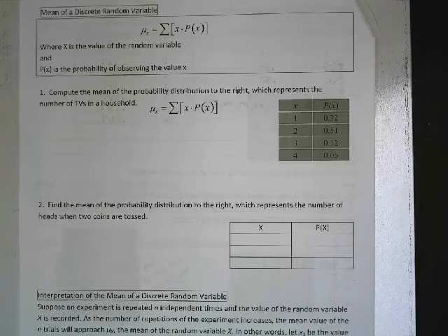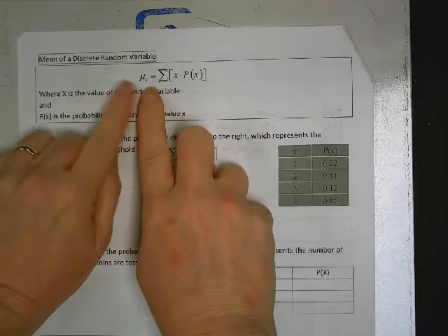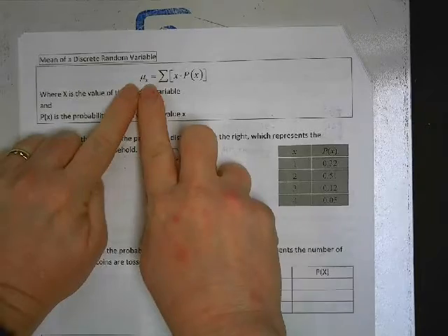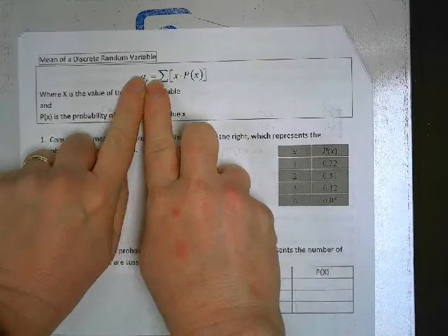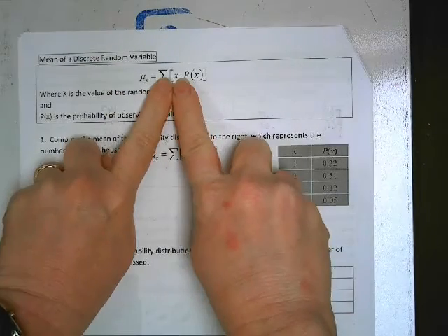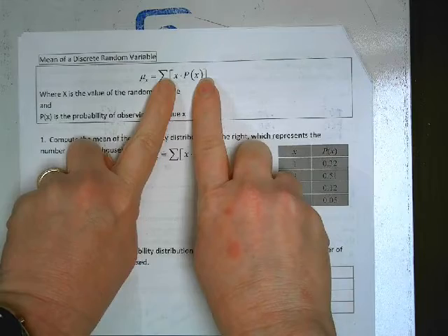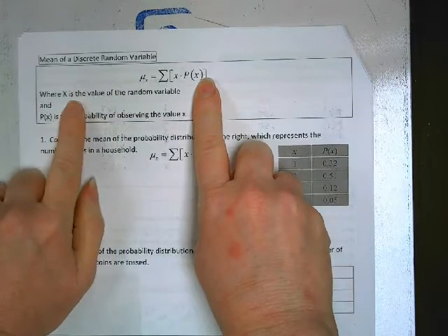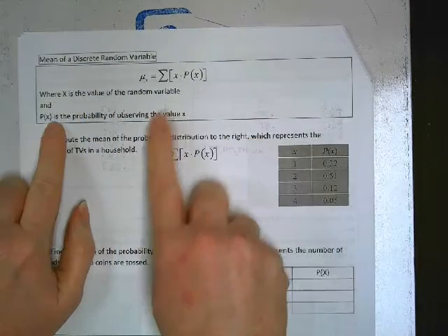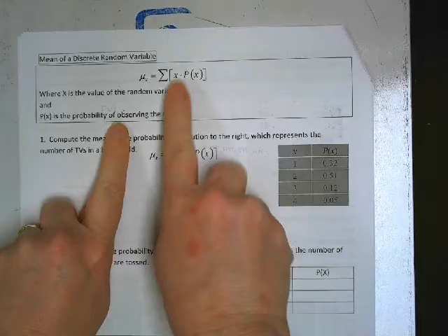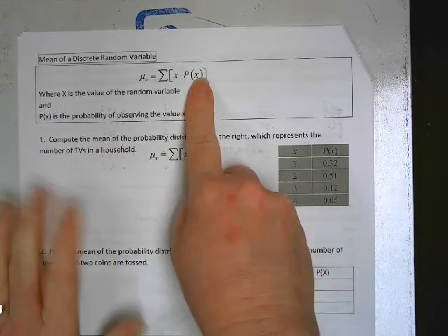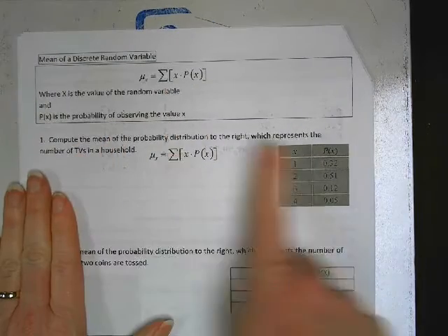So we've done our probability distributions for discrete random values, and then we drew the histogram. So now we're going to do the mean of a discrete random variable. You can see the formula is written right here. Remember, mu of x, or the mean of x, is the sum of every x value times that value's probability, where x is the value of the random variable and p of x is the probability of observing the value of x. So this is the value, that's its probability. They're asking us to compute the mean of this probability distribution.